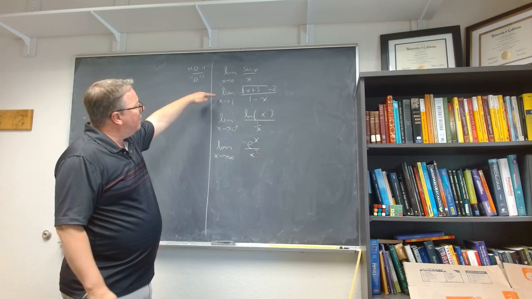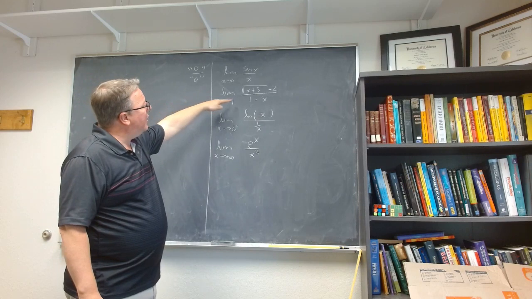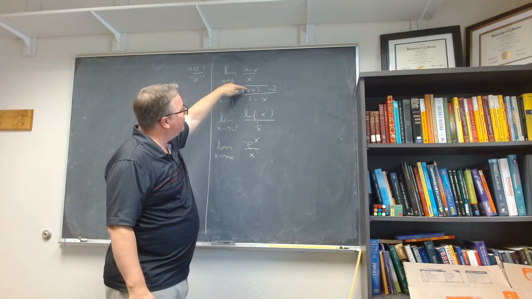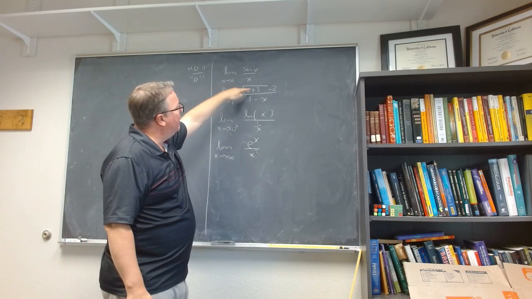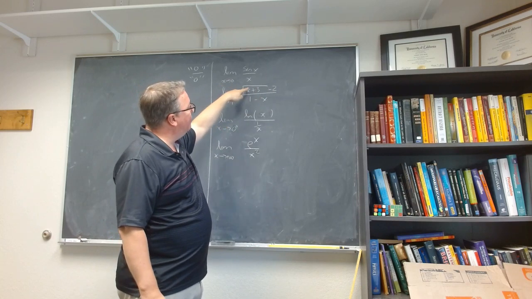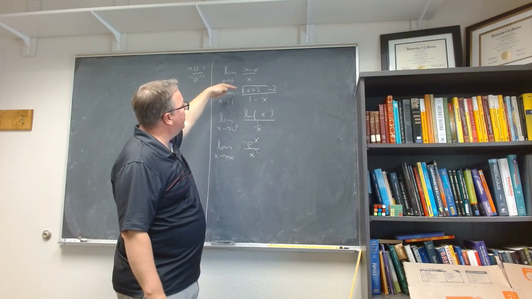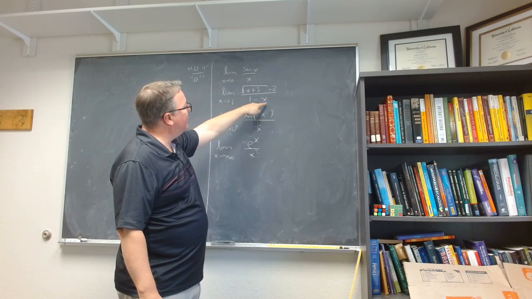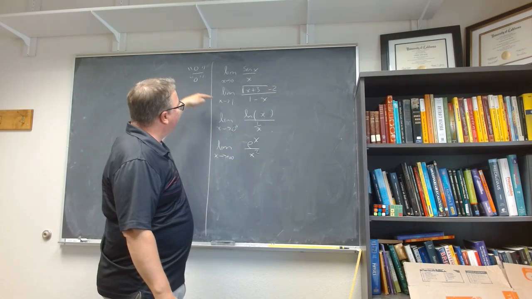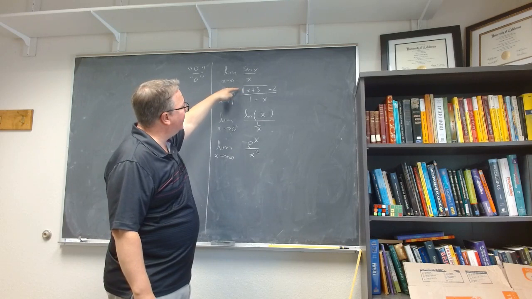Same thing for the second one. When x goes to 1, you'll notice that the top becomes 1 plus 3 is 4. Minus 2, or square root of 4 is 2. 2 minus 2 is 0. So the top goes to 0. The bottom is 1 minus 1, which is also 0. So once again, this fraction looks like 0 over 0.